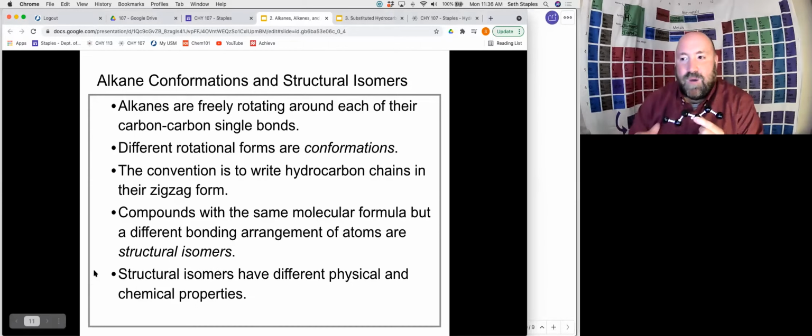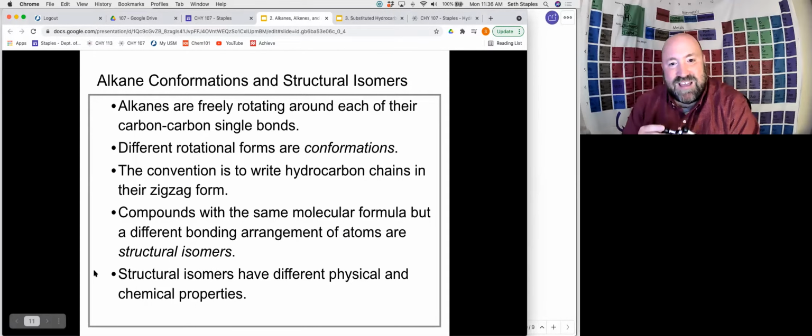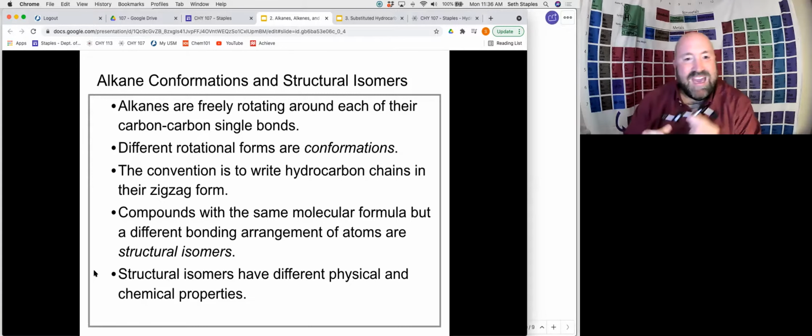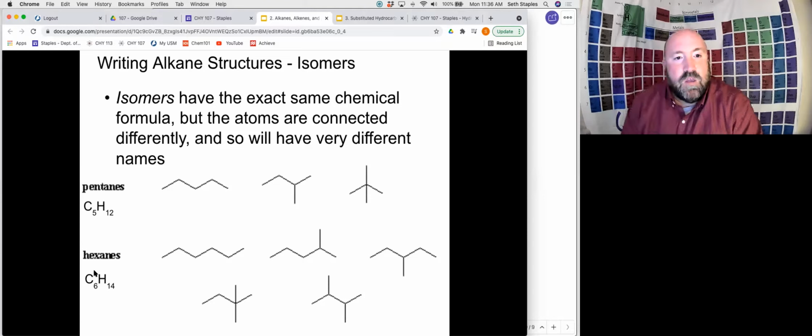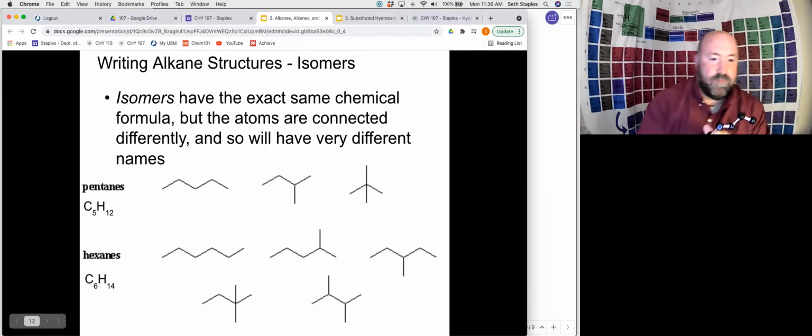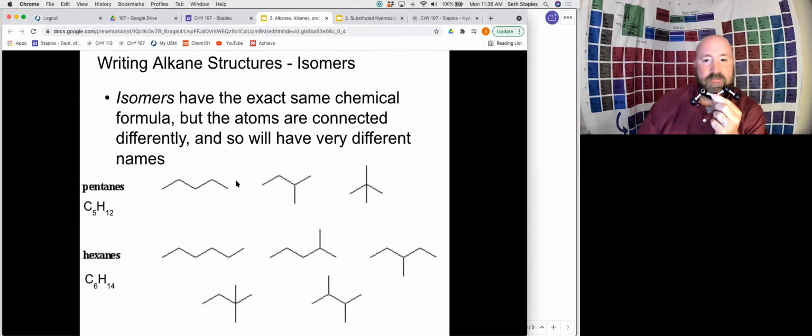We can also have compounds that have the same exact molecular formula, but the atoms are actually bonded together differently. These are called structural isomers. They will have different physical and chemical properties from each other. Let's actually look at an example here. So for instance, pentane. Take one of these carbons off here. So here we have pentane, so 1, 2, 3, 4, 5 carbon atoms.